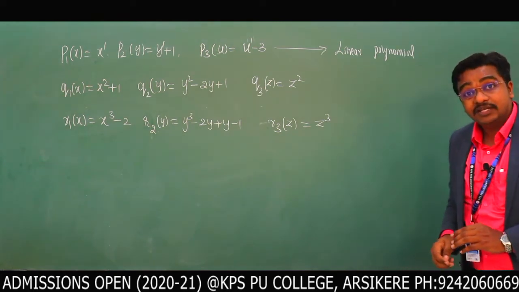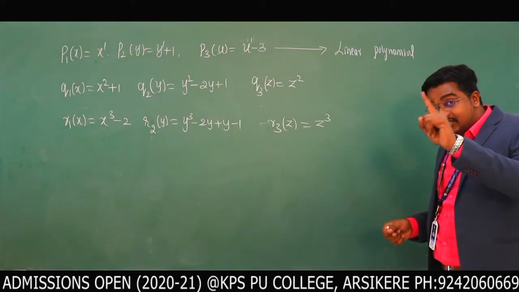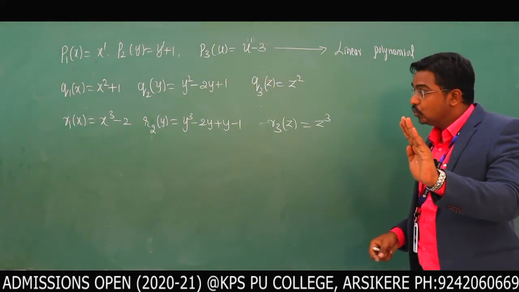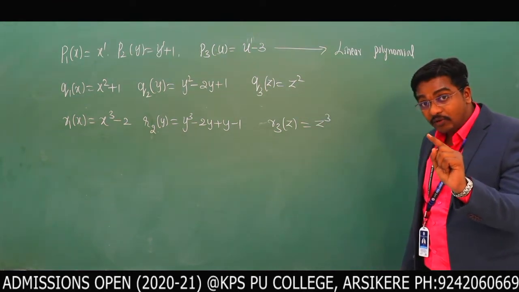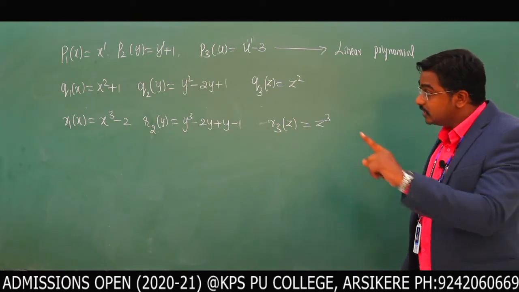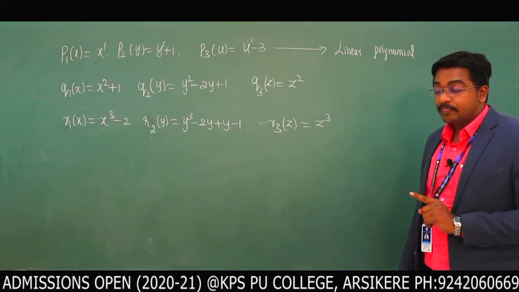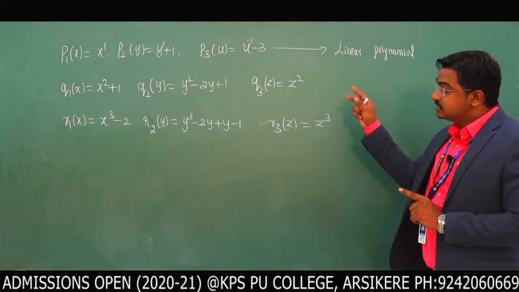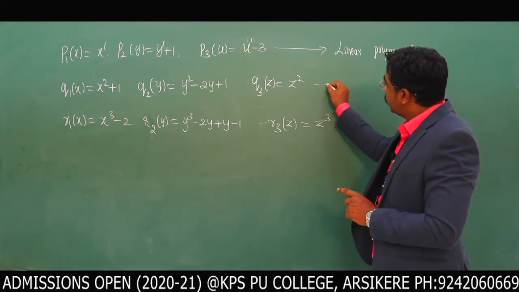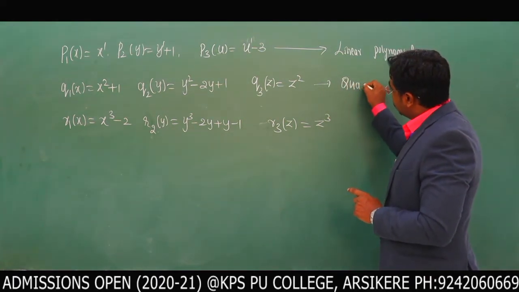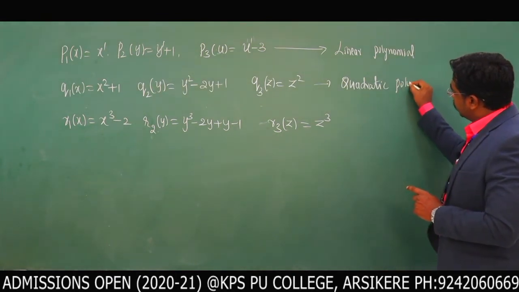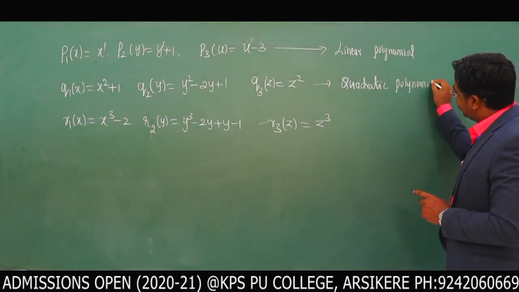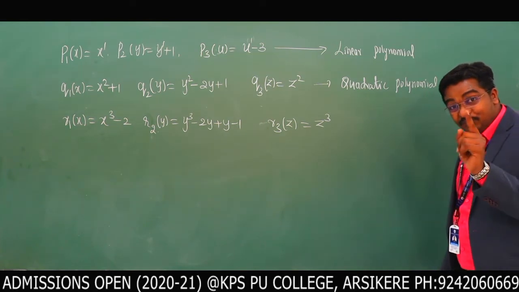Okay, so what about the second one? What do we see here? x square power is 2, here also y square power is 2, third one z square power is 2. The highest degree term is x square, and here y square and z square. The power is 2. This is called a quadratic polynomial. We call it a quadratic polynomial.